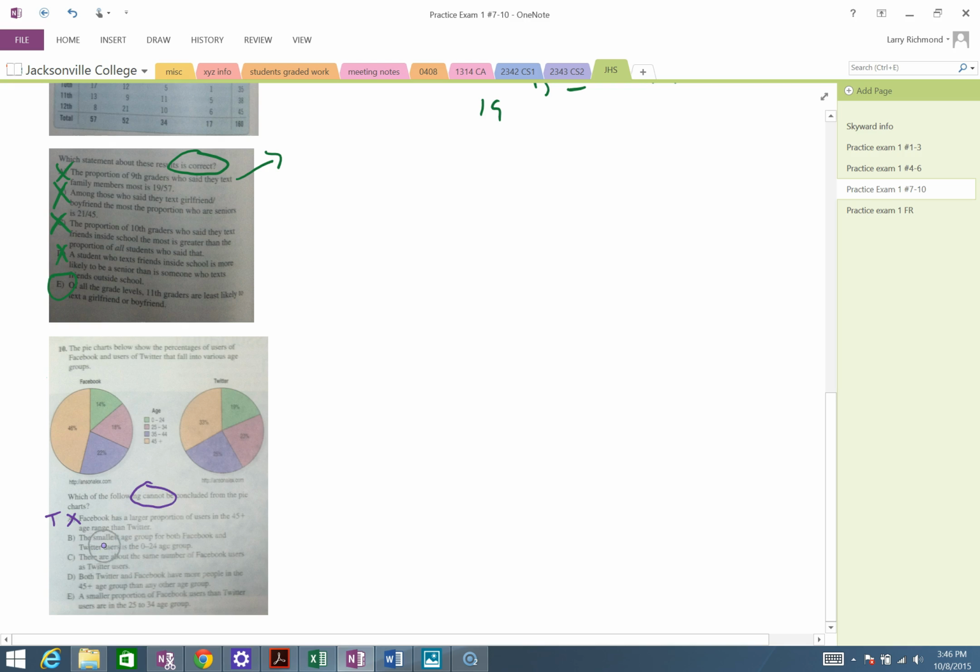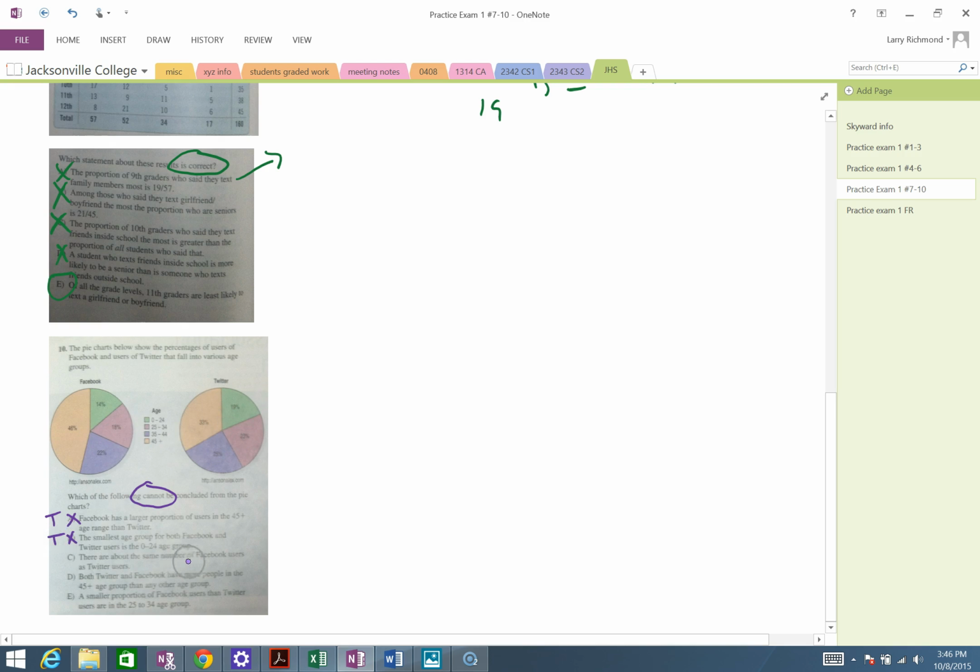Okay. The smallest age group for both Facebook and Twitter users is 0 to 24. Zero to 24 is 14% in Facebook. That's the smallest. It's 19% in Twitter. That's the smallest. That's a true statement. Thus, this one's out.